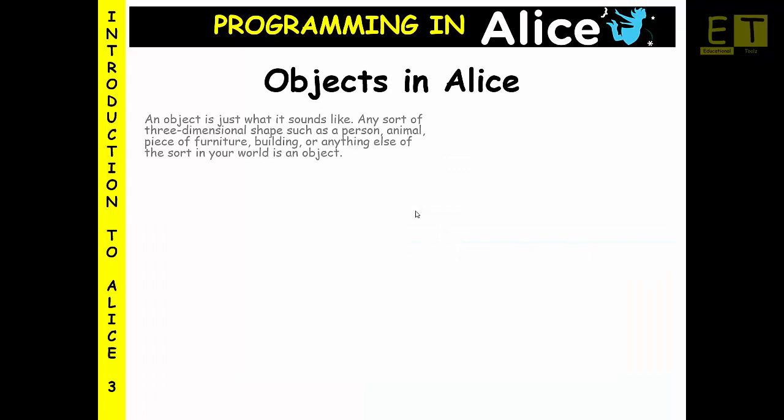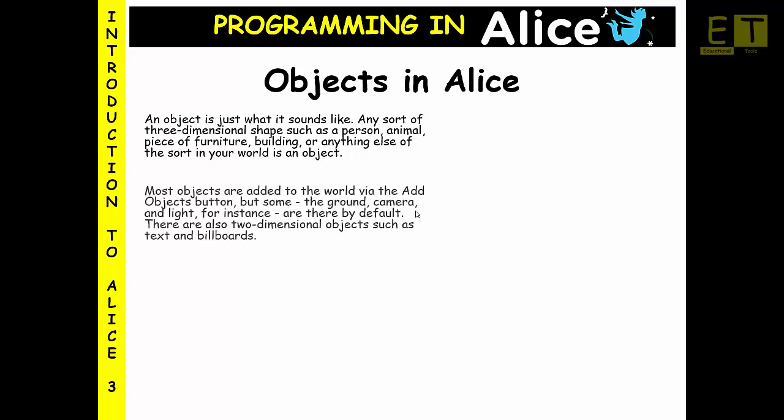Objects in Alice. So an object is just what it sounds like, any sort of three-dimensional shape, such as a person, animal, piece of furniture, building, or anything else of the sort in your world is an object. Most objects are added to the world via the Add Objects button, but some, like the ground, camera, and lights, for instance, are there by default. There are also two-dimensional objects such as text and billboards.